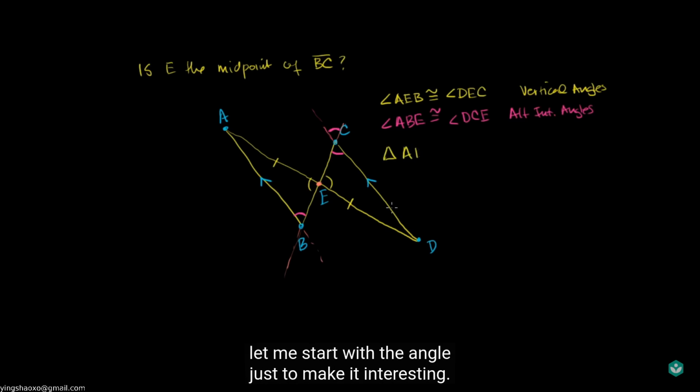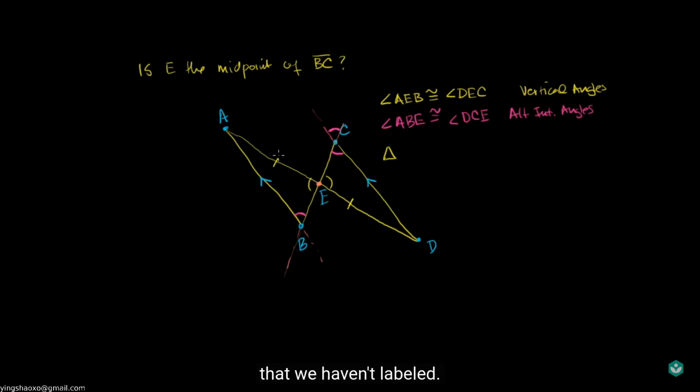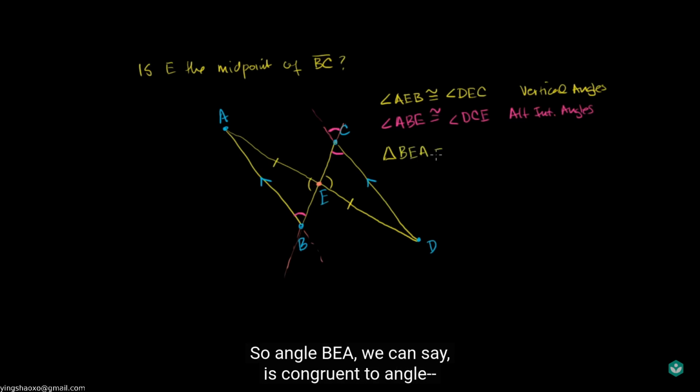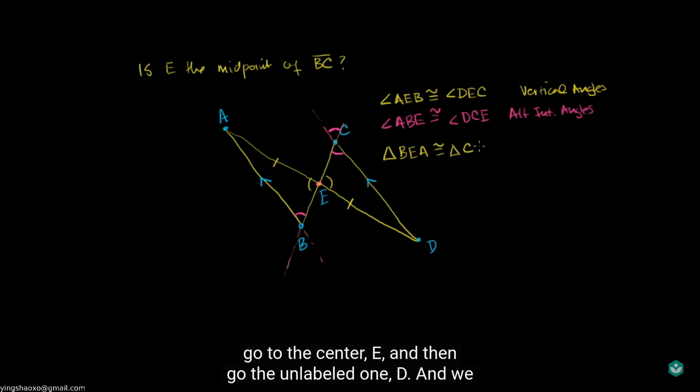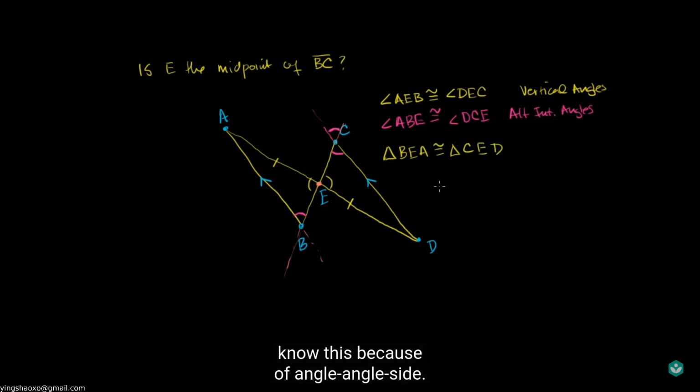actually let me start with the angle just to make it interesting. Angle BEA, so we're starting with the magenta angle, going to the green angle, and then going to the one that we haven't labeled. So angle BEA, we can say is congruent to angle, we start with the magenta vertex, C, go to the center, E, and then go to the unlabeled one, D. And we know this because of angle, angle, side, and they correspond to each other. Magenta, green, side, they're all congruent. So this is from AAS.